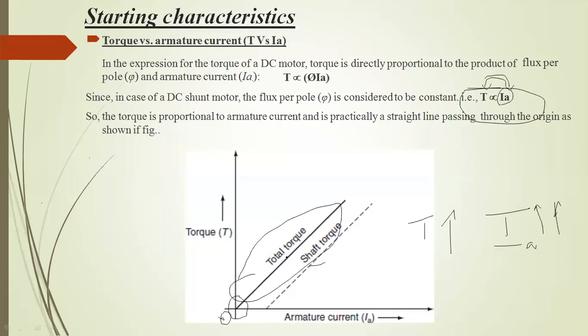Here we have another characteristic in the same graph, which is the shaft torque. How does it happen? It is due to the armature reaction.